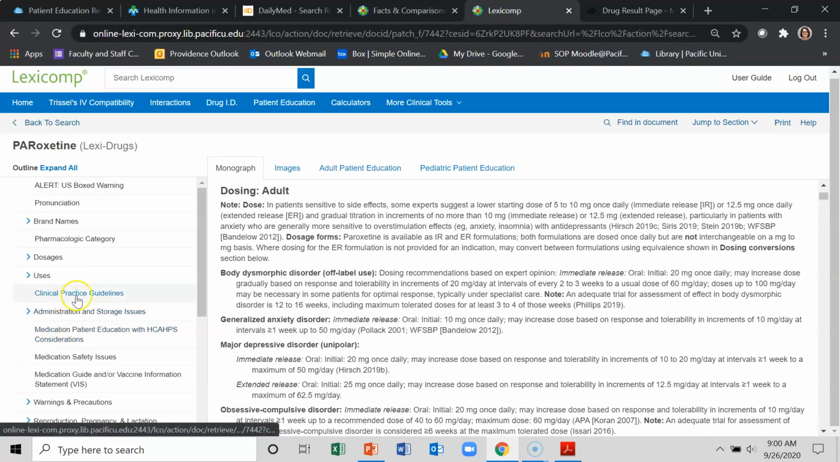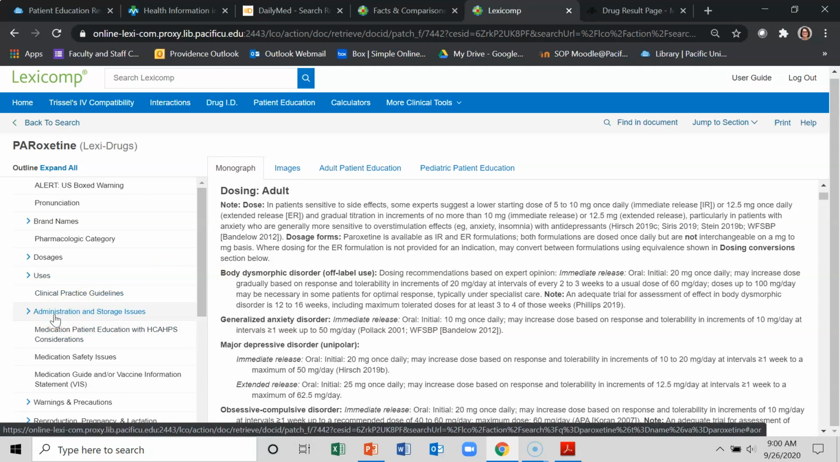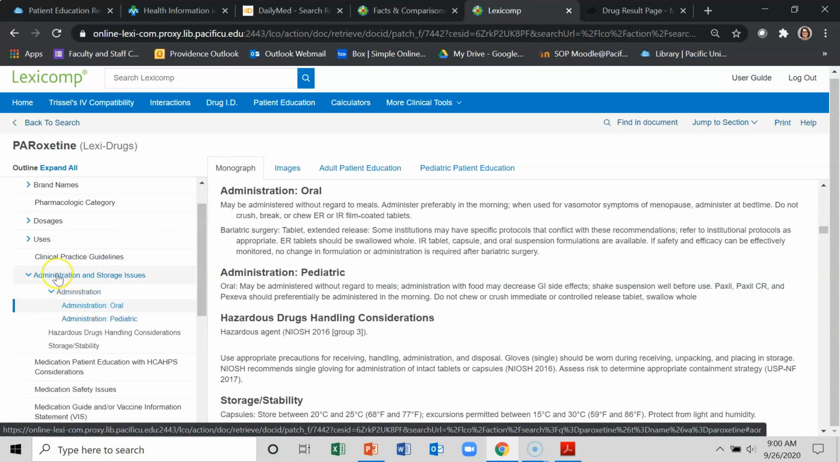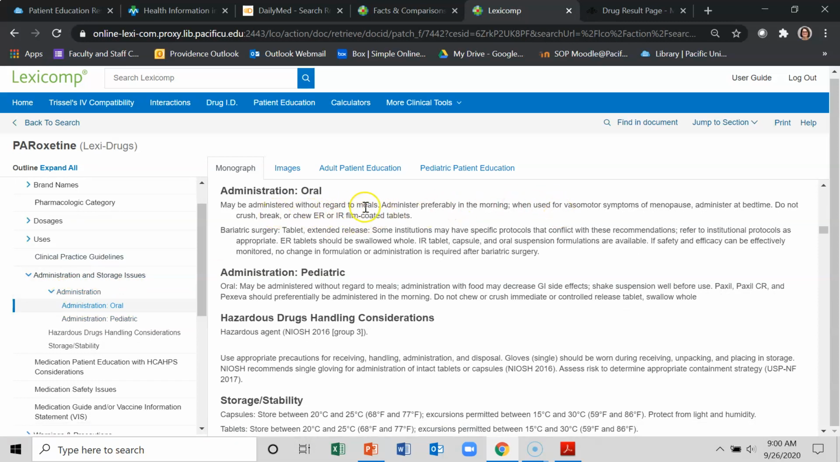In Lexicomp, they have a section called Administration and Storage Issues, and this is the section where you would find your administration information. It looks very similar to what we're finding here: they can take it either with meals or without, doesn't matter, preferably in the morning, if they're using it for most purposes, unless it's being used for hot flashes of menopause, then administer it at bedtime. And again, the warning about not crushing or chewing the extended release or film-coated tablets.